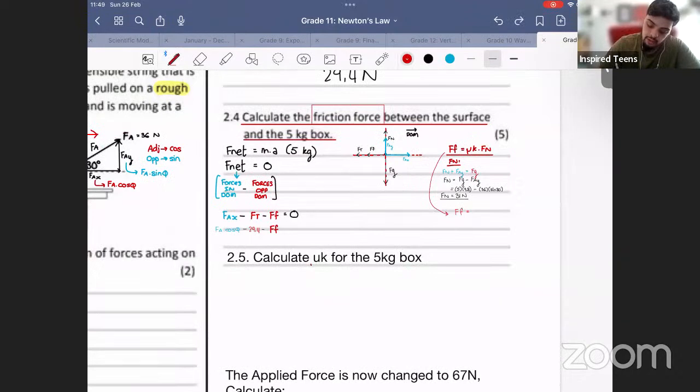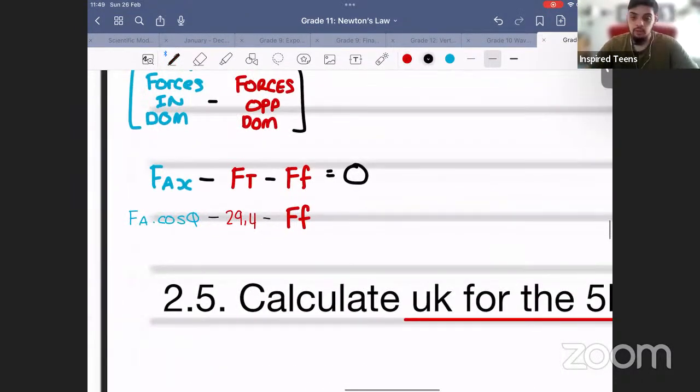They want us to actually calculate mu k for the 5 kg box. But in this case, this was a Newton's law 1 question where it was equated to 0. Yes, correct. Thank you so much for that. I see that now. I forgot about that. So it's equal to 0, so we don't actually have to open up friction just as yet.